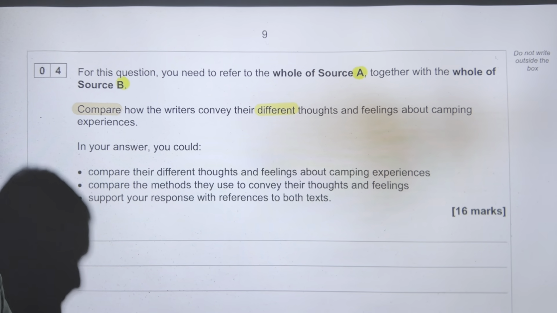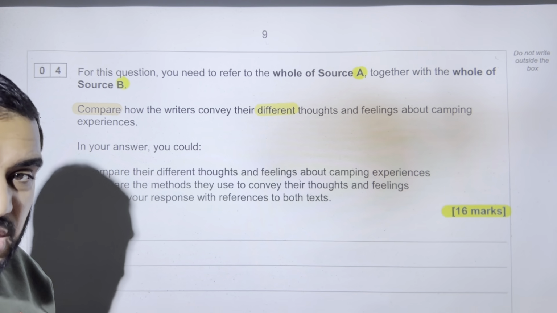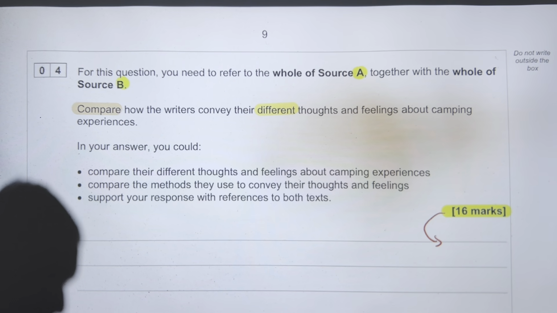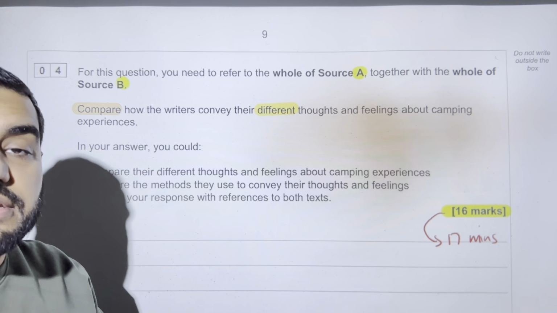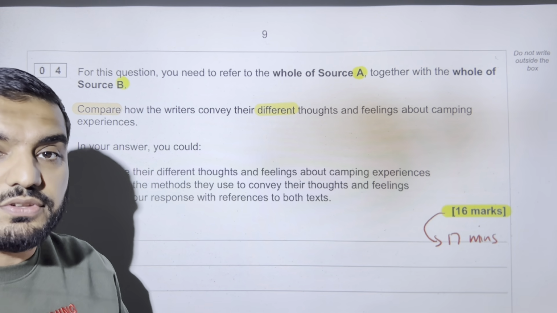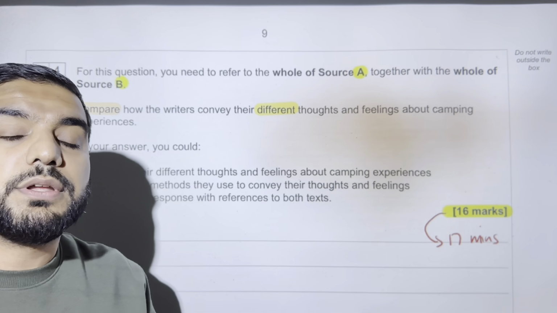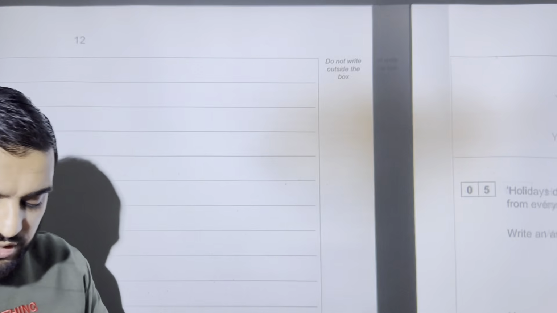Now, guys, for this question, we can talk about language and structure. It's entirely up to you, depending upon what you can find. And it is worth 16 marks. Now, for a 16 marker, we are spending 17 minutes and we are writing 3 paragraphs in 17 minutes. If you do the maths, guys, question 1, 2, 3, 4, we spent 45 minutes of our exam. Then we move on to question number 5.